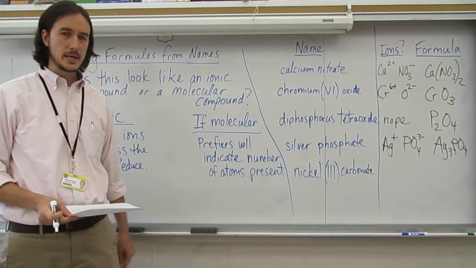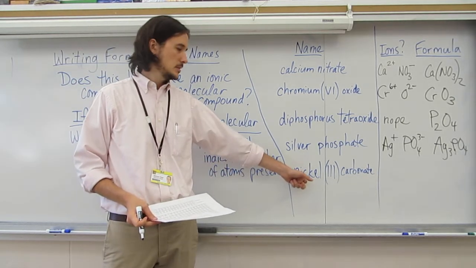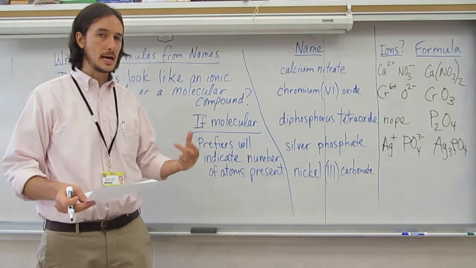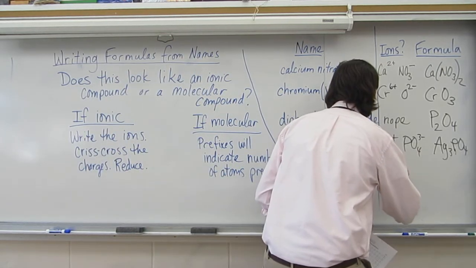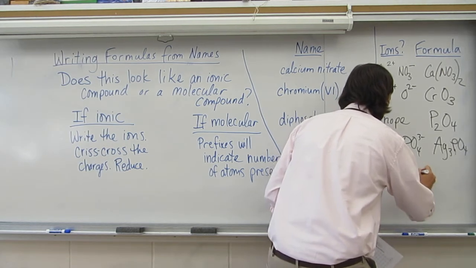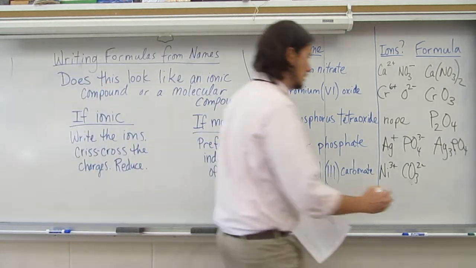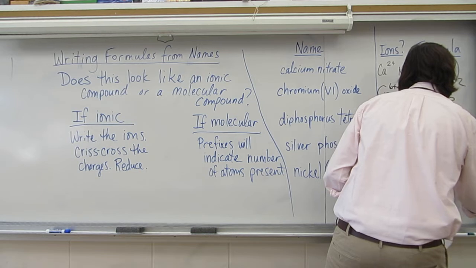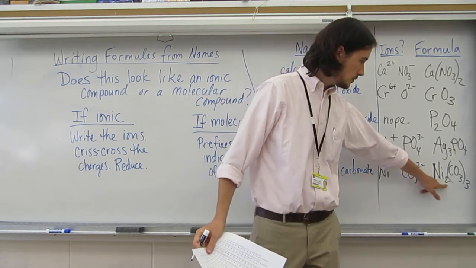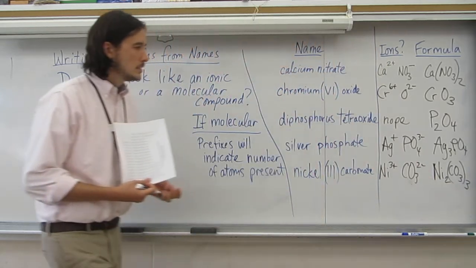Next one, nickel 3 carbonate. Again, we see the Roman numeral, so it looks like an ionic compound. We also see it's nickel, which is a metal. So a metal and a polyatomic ion, it looks like an ionic compound, so we need to write the ions. We've got a 3+ and a 2-, and we crisscross. Ni2(CO3)3, with the 3 outside the parentheses. Nickel 3 carbonate.